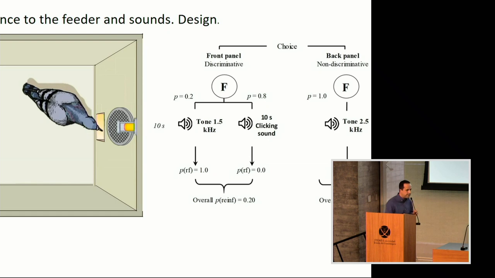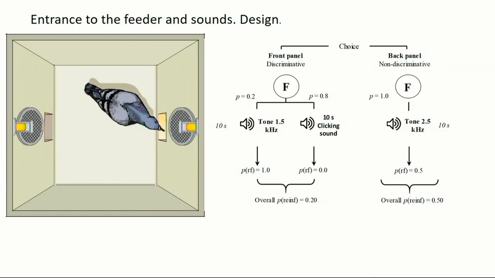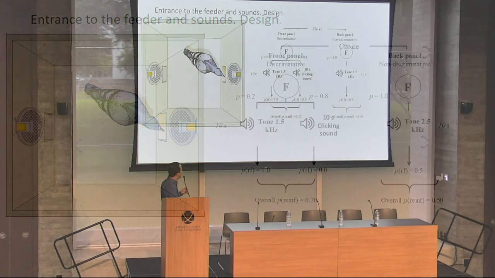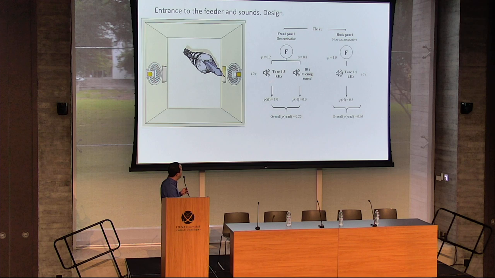In another approach to the same problem, we trained pigeons to make the choice response by means of an entrance to the feeder. And here, the discriminative stimuli were tones of different frequencies and clickers. For example, the discriminative alternative had a tone as the positive stimulus and a clicker as the negative stimulus, and the non-discriminative alternative a very different tone.